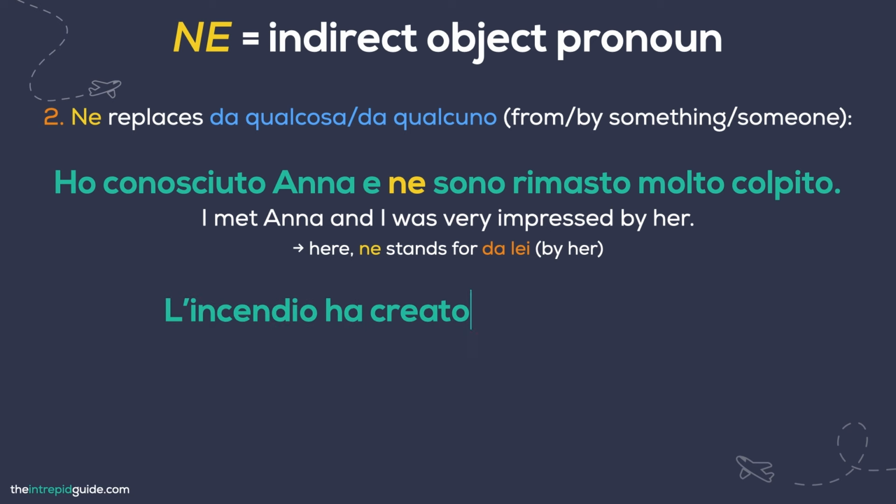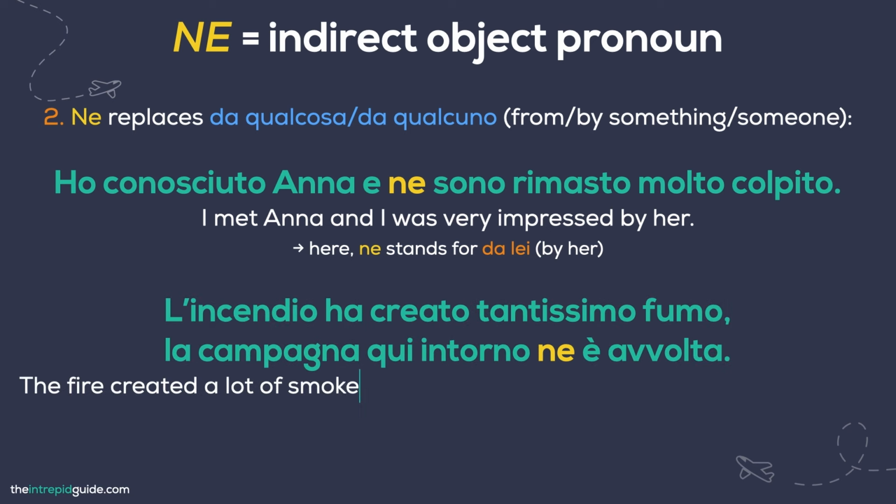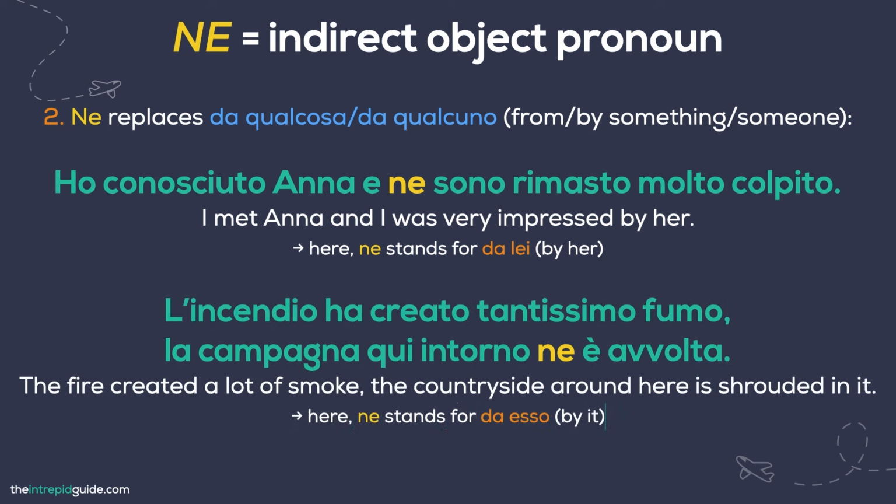L'incendio ha creato tantissimo fumo. La campagna qui intorno ne è avvolta. The fire created a lot of smoke. The countryside around here is shrouded in it. Here, ne stands for da esso, by it.